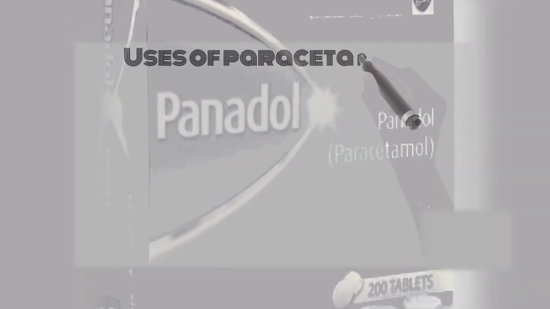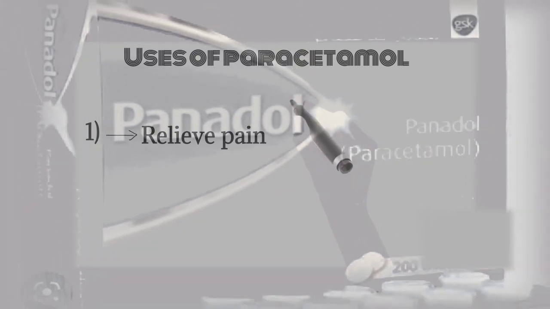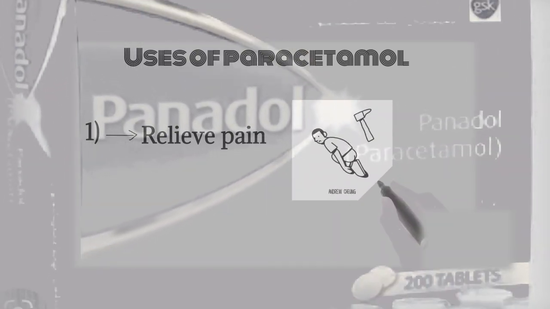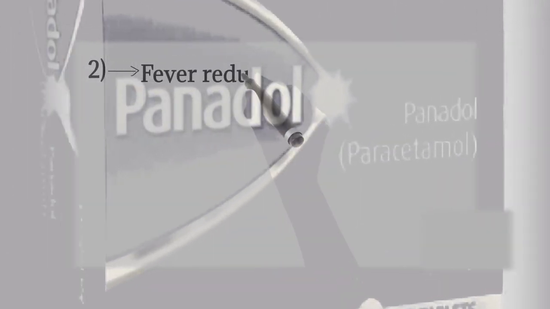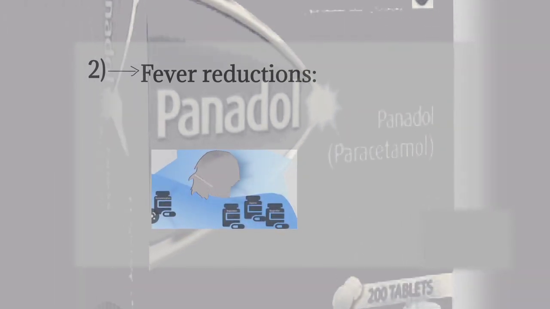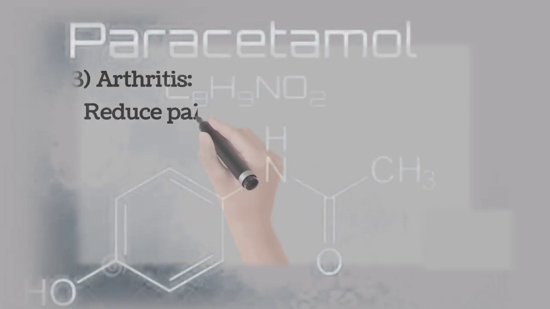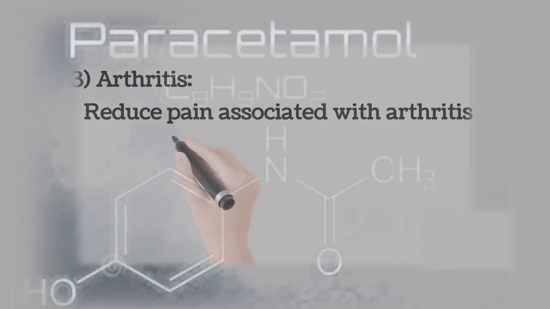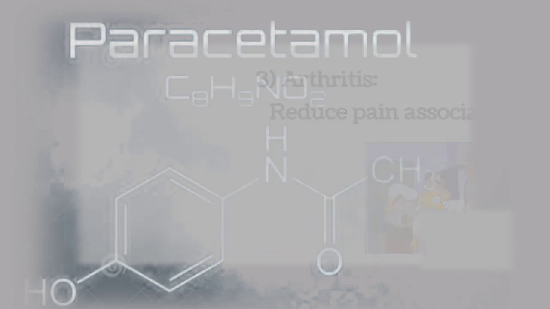Uses of paracetamol. 1. Pain relief. Paracetamol is used to relieve mild to moderate pain, such as headache, toothache, menstrual cramps, and musculoskeletal pain. 2. Fever reduction. Paracetamol is also used to reduce fever associated with various conditions such as cold, flu, and other viral infections. 3. Arthritis. Paracetamol is used in the management of pain associated with arthritis, including osteoarthritis and rheumatoid arthritis.